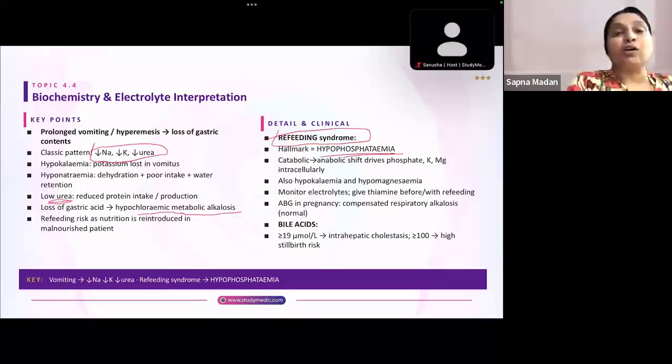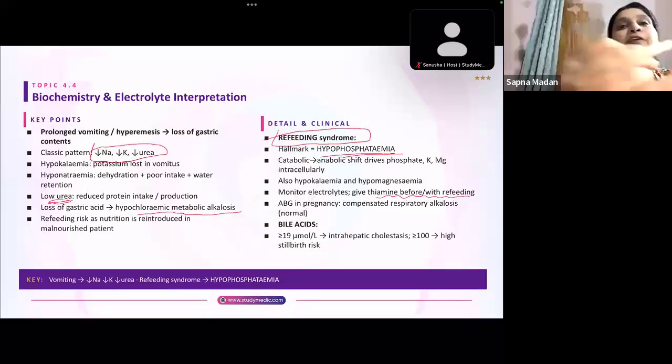Okay, and when they move into the cell, this causes hypophosphatemia, hypokalemia, hypomagnesemia as well. So you have to monitor the electrolytes and give thiamine before or with refeeding nutrients that you're giving back. So give the patient thiamine.